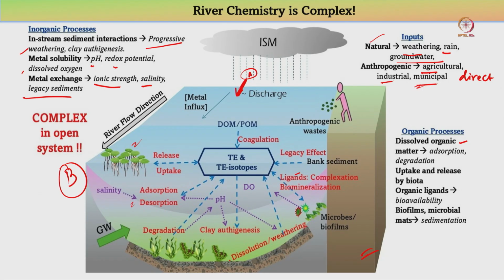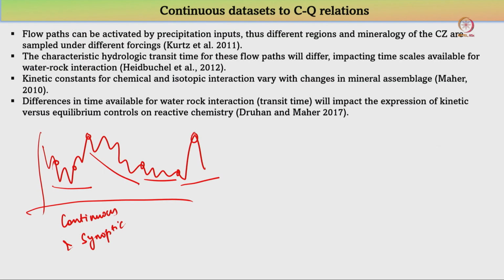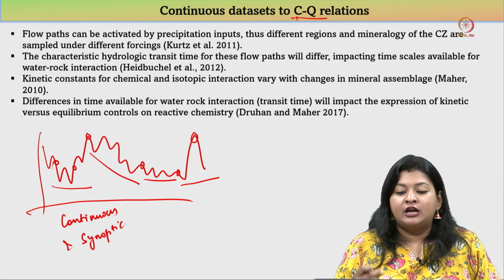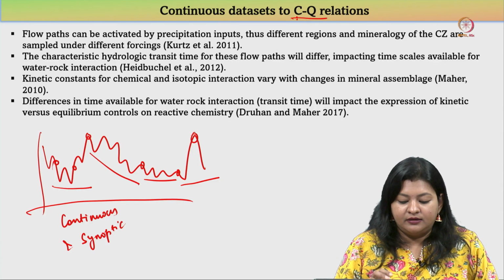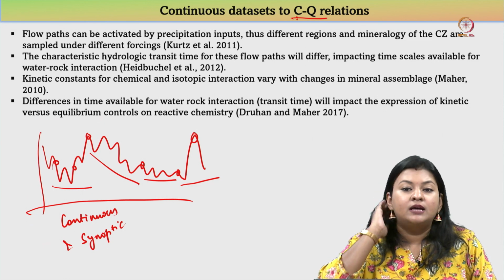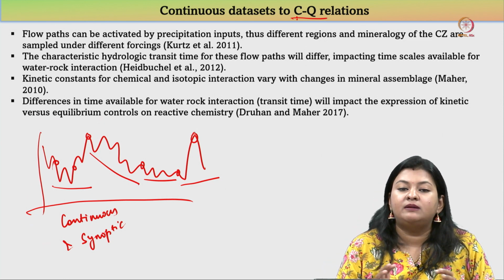For that we need to understand something called the CQ relationships. That is, C stands for concentration and Q stands for discharge. It is a very complex system. This catchment scale understanding is very much required. That is because when rainfall is happening and flow paths are getting activated, different regions in this catchment are facing different kinds of weathering. The signals we are getting from the different regions may differ.